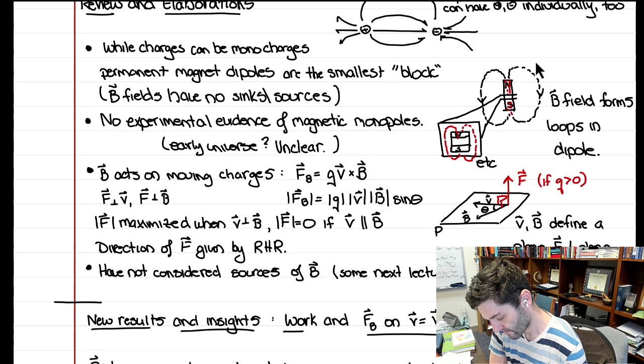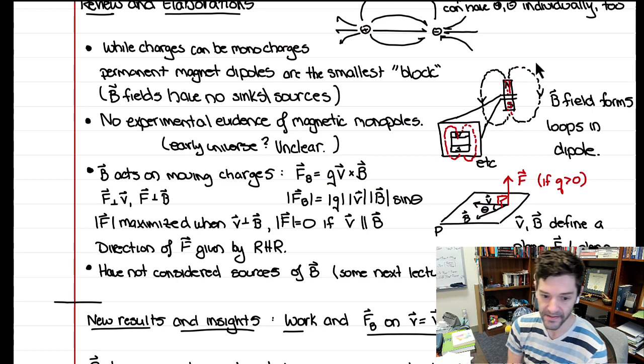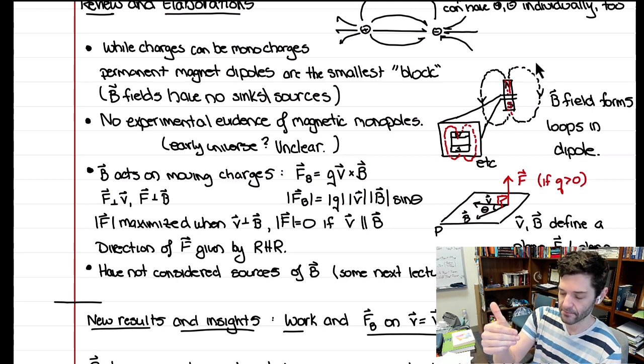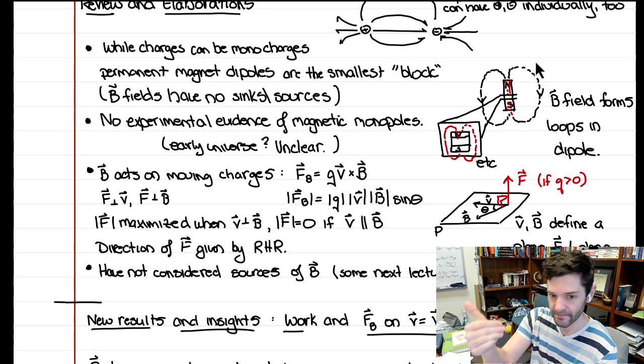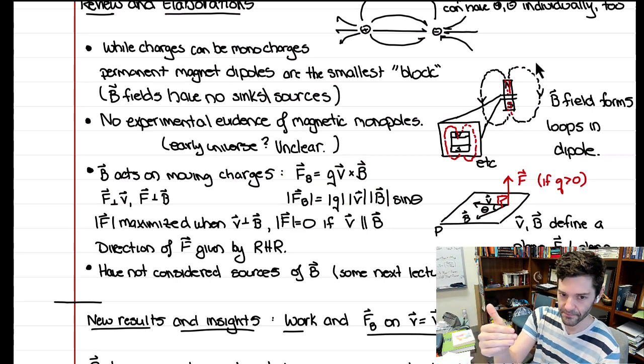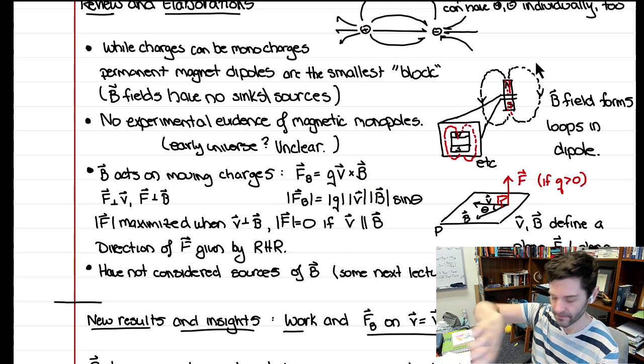Just to elaborate a little more mathematically: the sign of Q does matter. When I did V cross B and said that the force vector points up like this, that's what my right-hand rule said, but I'm also assuming that Q is positive in that case. If Q is negative, I would just do the right-hand rule, and then I have to remember to flip the direction at the end of the day.